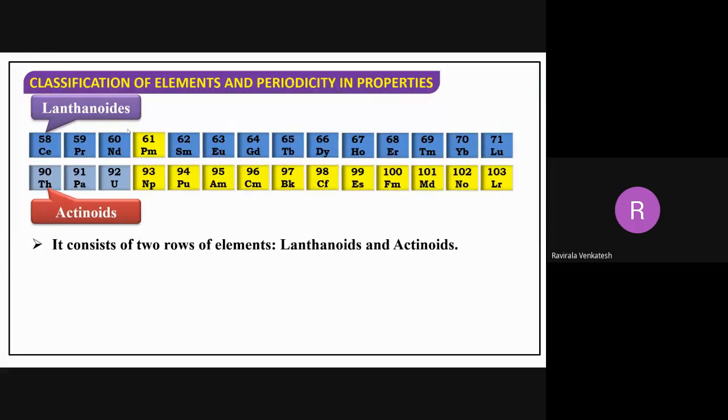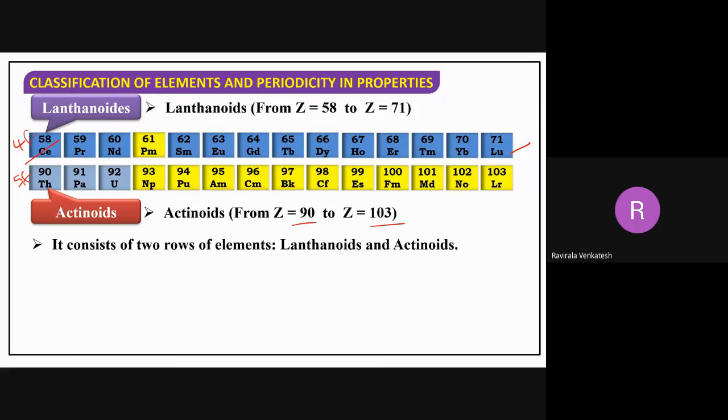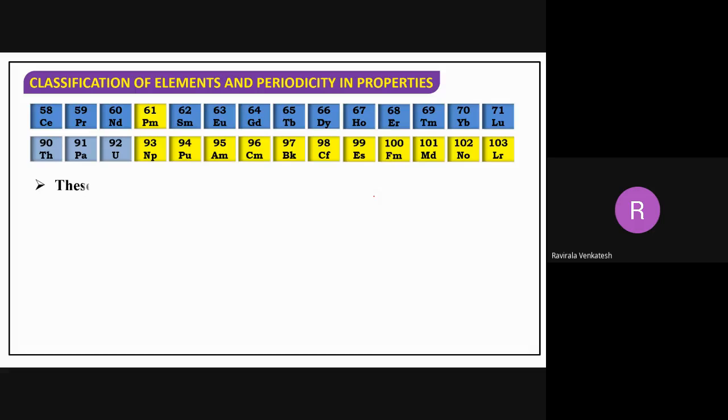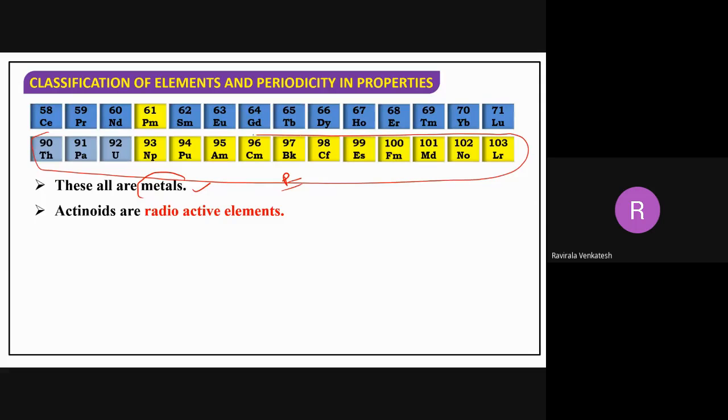It contains two rows. The 4f series, cerium to lutetium, is called the lanthanides, because they come after lanthanum. The 5f series is called the actinides, from 92 to 103, while the lanthanides are 58 to 71. All are metals only. That means s block, d block, and f block are all metals. Only in the p block do we get metals and non-metals. And all actinides are radioactive elements, from thorium to lawrencium.